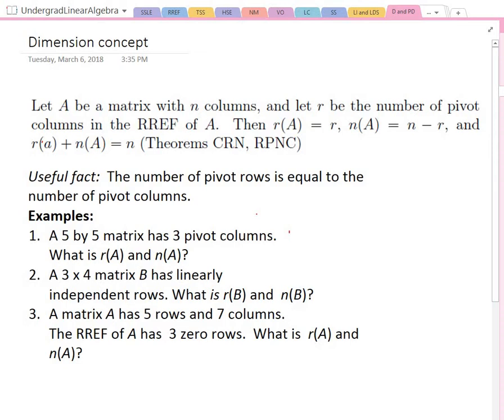A 3 by 4 matrix B has linearly independent rows. What is r(B) and n(B)? A matrix A has 5 rows and 7 columns. The RREF of A has 3 zero rows. What is r(A) and n(A)? So you can pause the video, and then I'll give the answer.